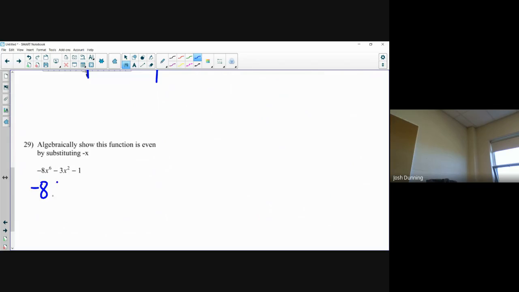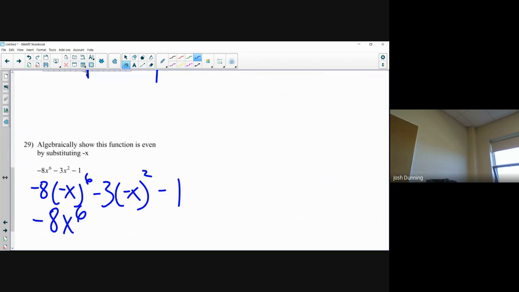29. Now, negative x to the 6th. Negative, negative is positive. Then negative, negative, positive. 2 more powers, negative, negative, positive. Negative x to the 6th is the same as positive x to the 6th. So there's no extra negative making it out of those parentheses. That stays.